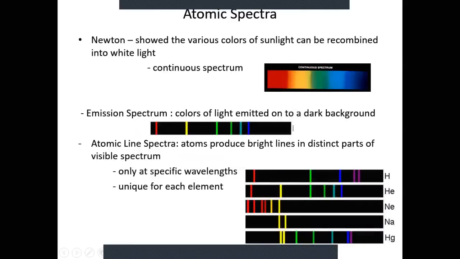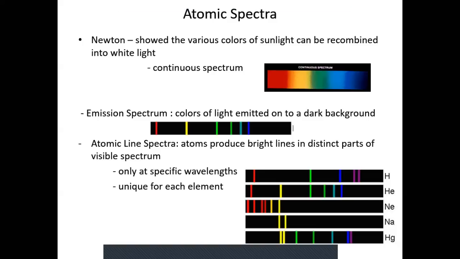So now moving on, talking more about how light is associated with elements. Sir Isaac Newton first discovered that various colors of sunlight can recombine into white light. So white light contains all the colors of the rainbow. And so that's referred to as a continuous spectrum. You see all the colors of the rainbow in the light.